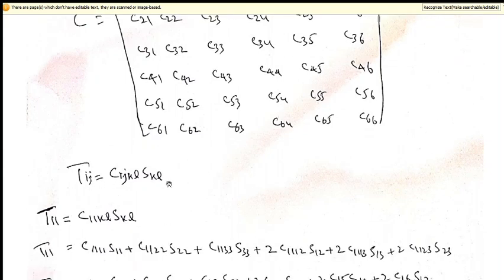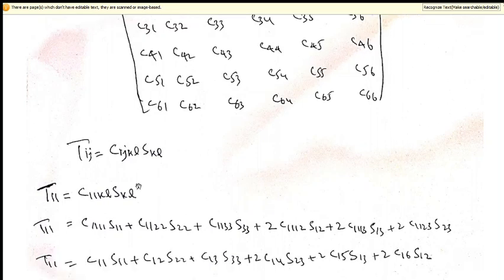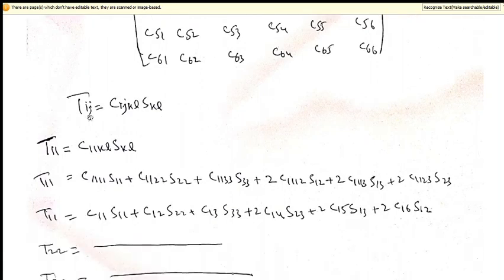Now we have this stress strain equation. We will see how we can write this stress strain equation in matrix form. We have basically 6 components for stress: T11, T22, T33, T12, T13, T23. The other three depend on these three diagonal components.